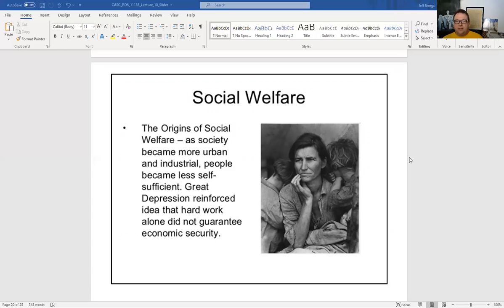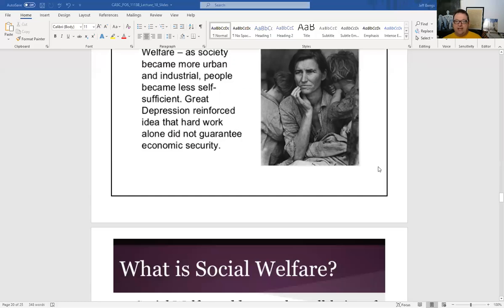Social welfare is basically a result of poverty in the United States. Currently, about 1 out of 7 American families live below what is called the poverty line.